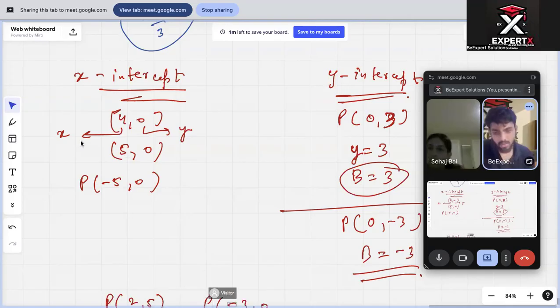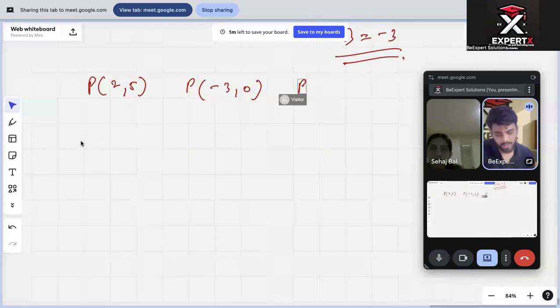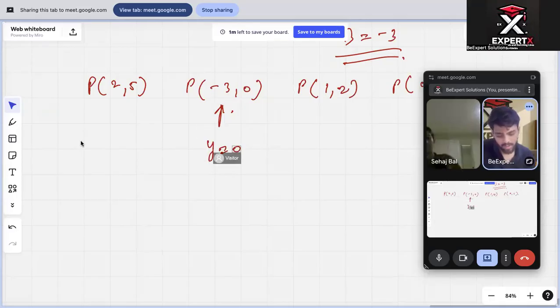Okay, you have P(1, 2) and we have P(0, 6). All right, these are the points. Now if you have this point here, y is equal to 0, right? If you have to tell which one is your x-intercept, you can see that their y is 0, so the x-intercept would be equal to minus 3.